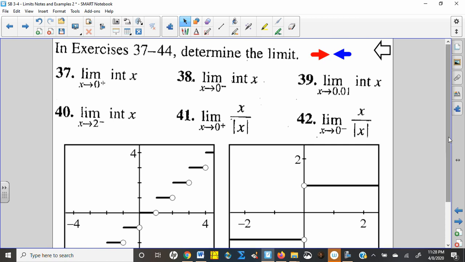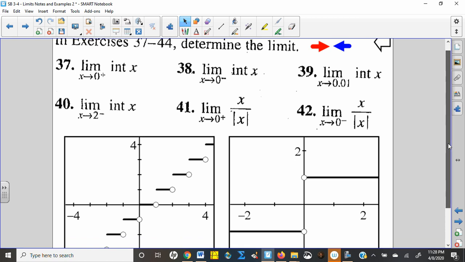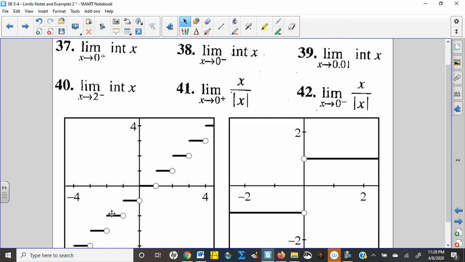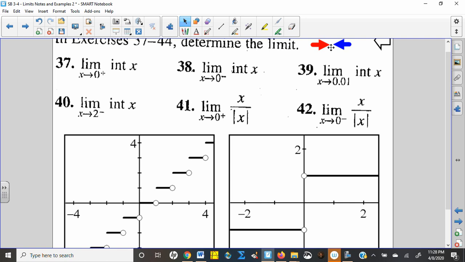37 through 42. So the first 1, 2, 3, 4 of these were greatest integer functions, right? Greatest integer functions, that stair-step function we studied back in Unit 1. So what is the limit as we approach 0 from the little plus, right? So from the right. So 37 says let's approach 0, x equals 0 from the right. And it looks like I'm approaching a height of 0.